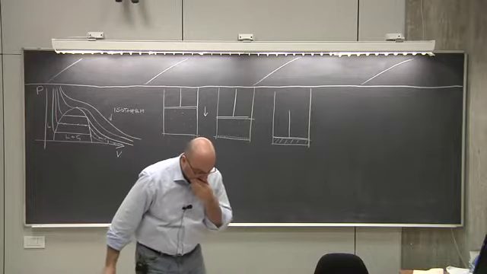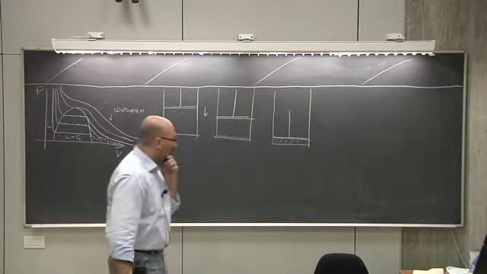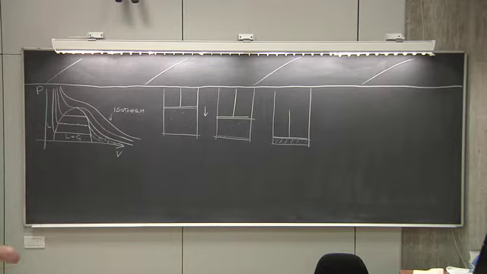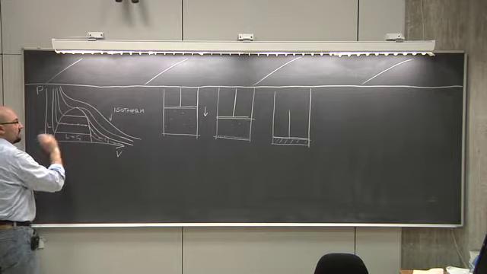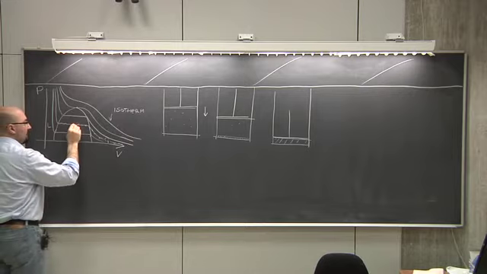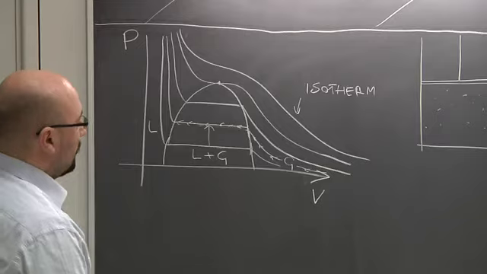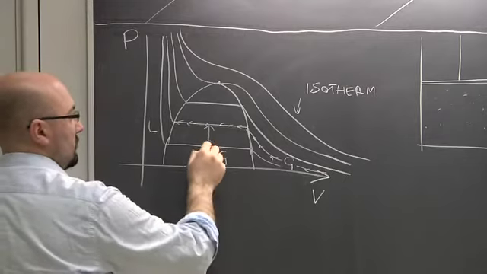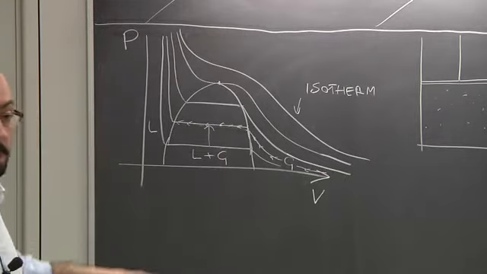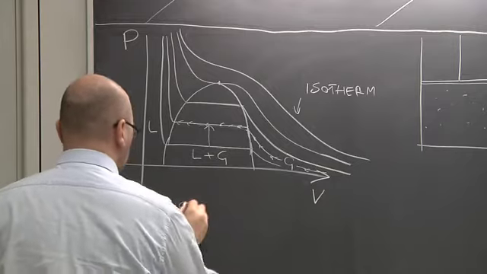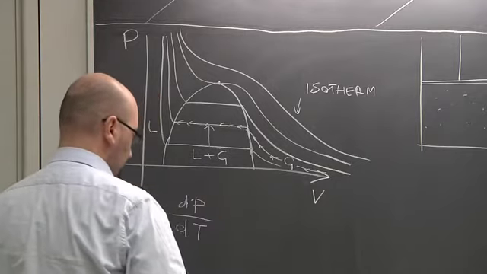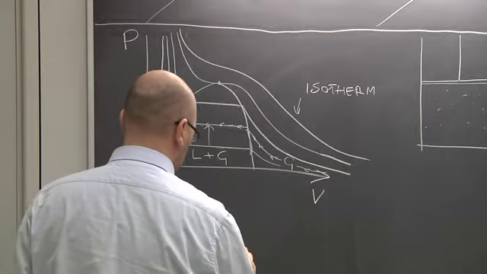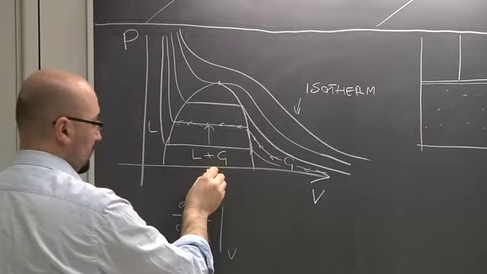All right, so we want to use thermodynamics to understand this region here, and in particular, to understand what happens when we change the temperature. So what is dP over dT at constant volume? Because the volume is constant here, so we can think about it.